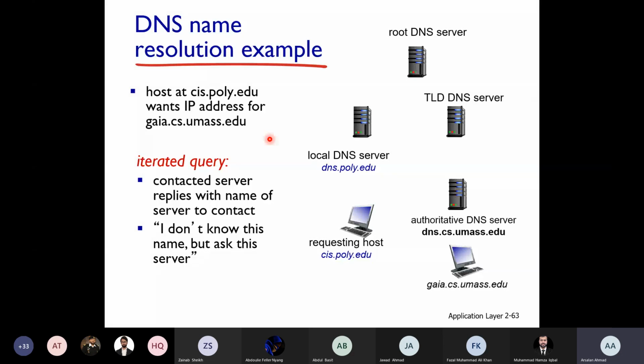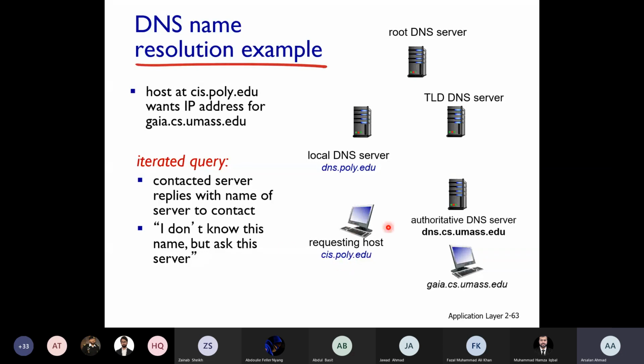Let's have a look at this scenario, and we see that we have the whole hierarchy over here. We have the root name server, we have the top level domain name server, we have the authoritative name server, and we have the local name server, which is not part of this hierarchy, but it is the name server which is responsible to provide the service of DNS name resolution for all the users within the poly.edu domain.